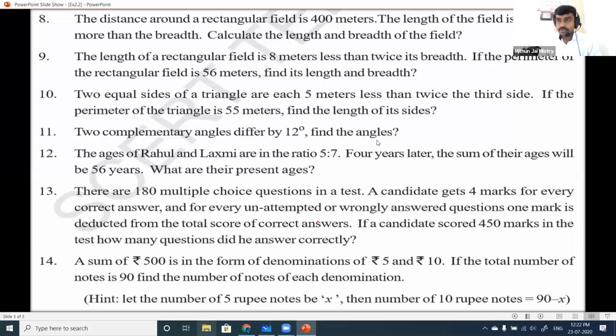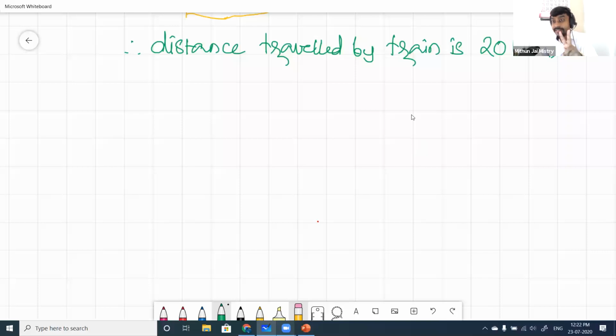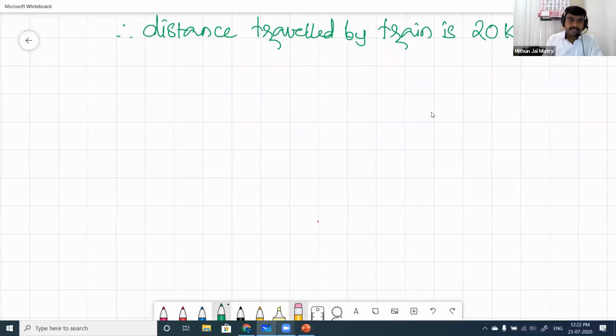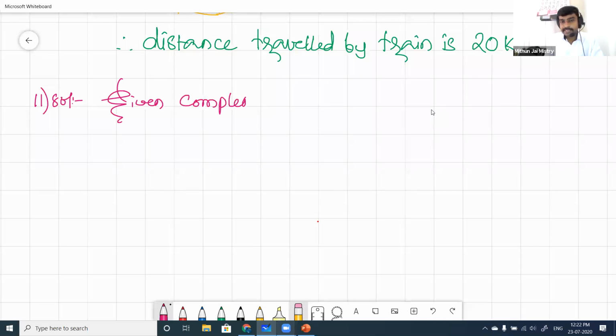The 11th question: 2 complementary angles differ by 12. Find the angles. Here again, you should understand the meaning of complementary angles. Let me take it to the board because the board will help us more. If the sum of 2 angles is 90 degrees, then those two angles are together called complementary angles. So this is question number 11, children, which I am discussing now. Solution: given complementary angles. Now, what do you mean by complementary angles?